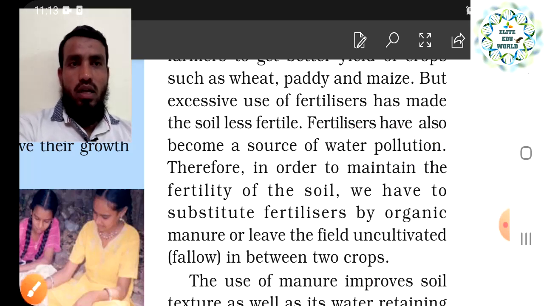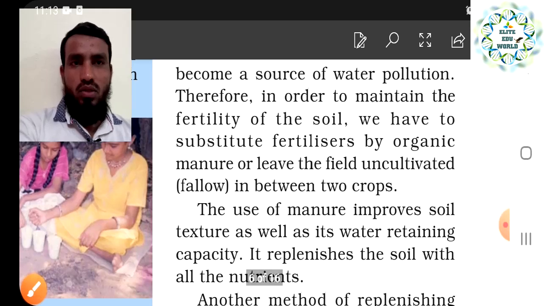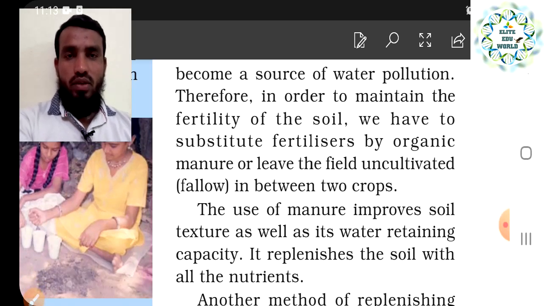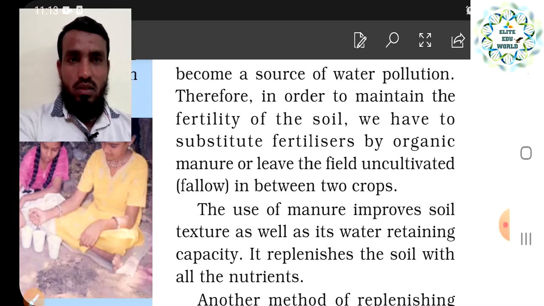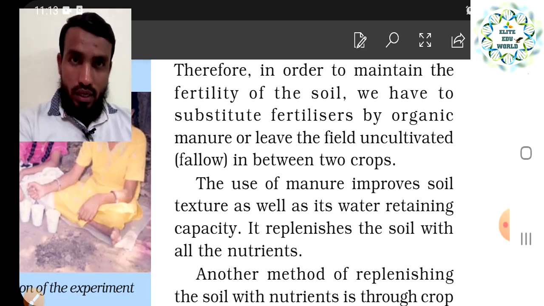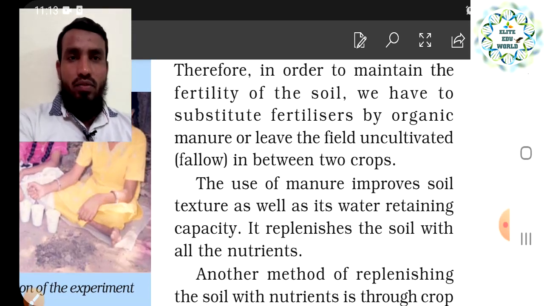Now there are several kinds of disadvantages. Water pollution will be there, and our soil's fertility will decrease if you use these chemicals, the fertilizers, more and more times. So definitely there is a need to find something alternative. And what is the alternative for fertilizers? That is manure, or you can leave the field uncultivated, that is, fallow in between two crops.